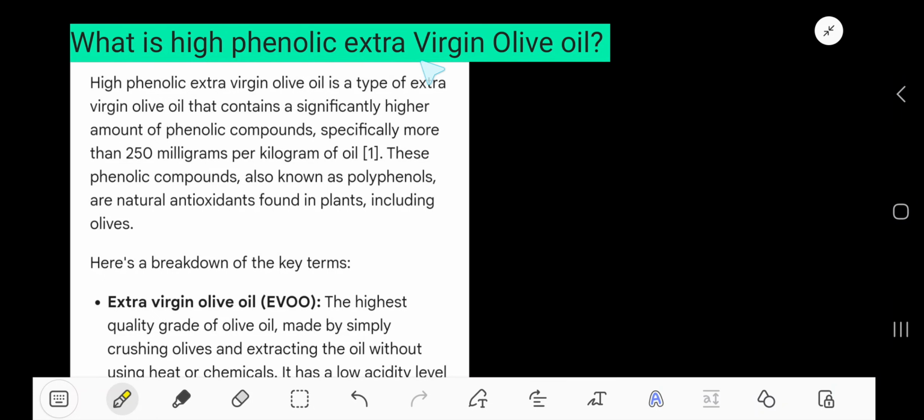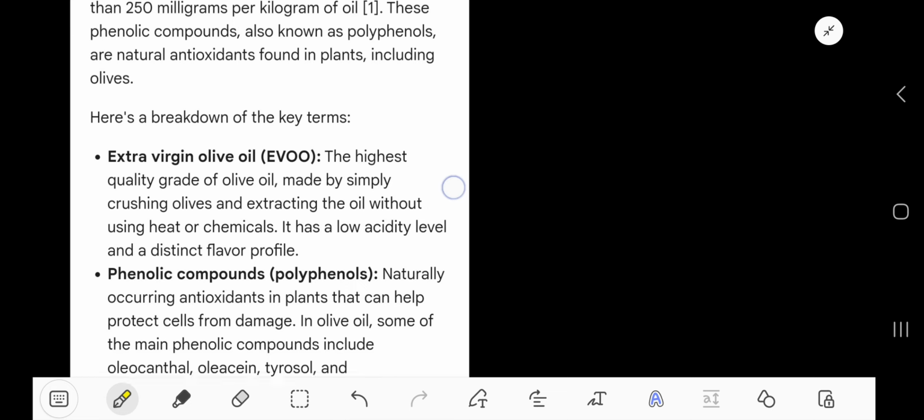What is high phenolic extra virgin olive oil? High phenolic extra virgin olive oil is a type of extra virgin olive oil that contains a significantly higher amount of phenolic compounds, specifically more than 250 milligrams per kilogram of oil. These phenolic compounds, also known as polyphenols, are natural antioxidants found in plant-produced olives.